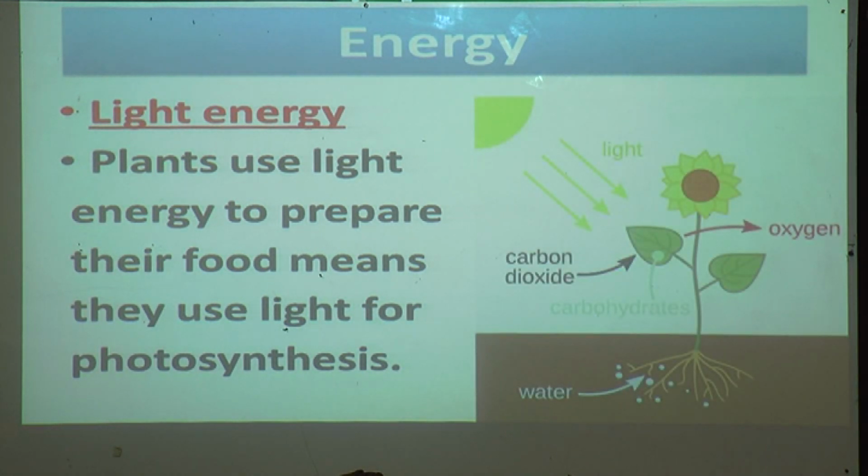In term 1 you have learned about photosynthesis. Light energy is used for photosynthesis, meaning plants get light energy from the sun. It falls on a leaf, and oxygen is released and carbon dioxide is absorbed by the plant. So light energy is very important for photosynthesis.